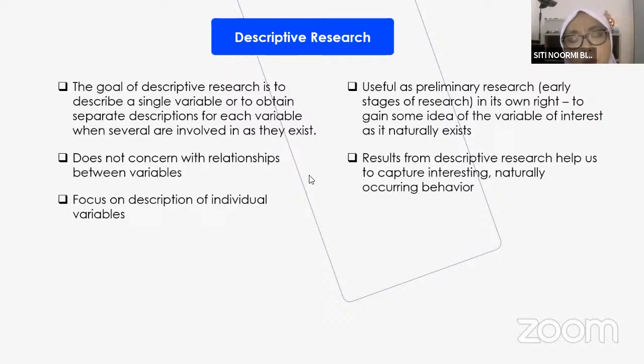There is no intention to differentiate, there is no intention to correlate, the intention is just to describe, with the focus on description of individual variables. That is why descriptive research is very useful as preliminary research, at the early stage of research, and in its own right, to gain some idea of the variable of interest as it naturally exists. The result from descriptive research will help us to capture interesting naturally occurring behavior.